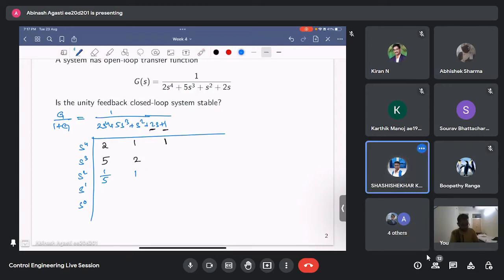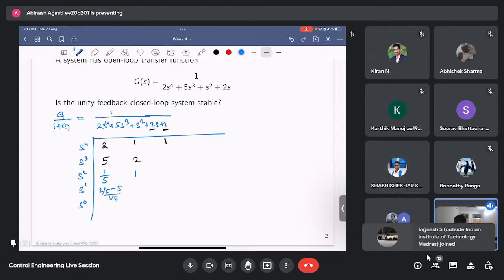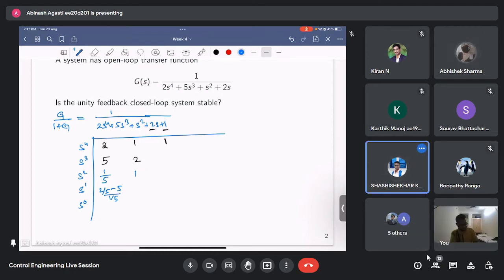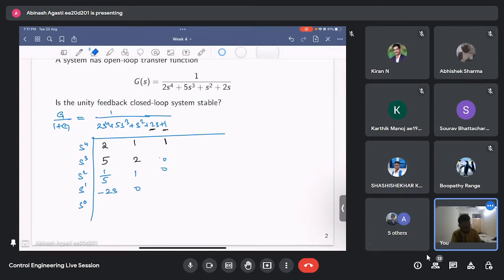So then similarly, what should be the next thing? 2 by 5 minus 5 by 1 by 5. So what is this value? This is minus 23. Correct. Then this place will be 0 because these two are zeros. So then next, this place, here what do we get? Minus 1 by 5 by 23. One, sir. Correct.